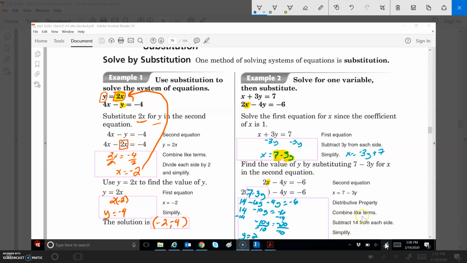Alright, now we're going to plug this into what we solved for earlier, right there. I'm going to work right here. So I have 7 minus 3 times 2. What's 3 times 2? And this is going to give me x. 3 times 2 is 6. So we got 7 minus 6, which is 1. So x equals 1. So my solution is 1 comma 2. All right?